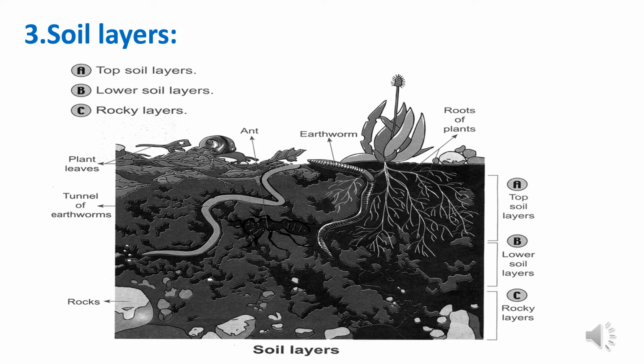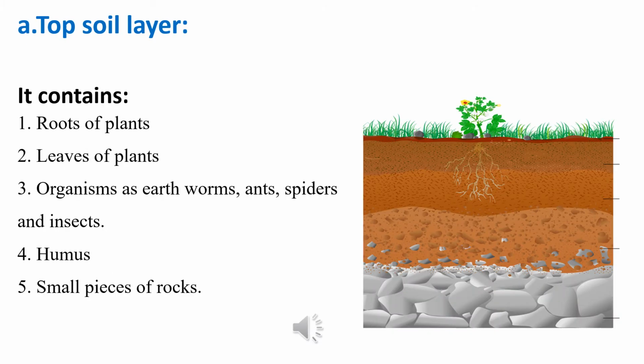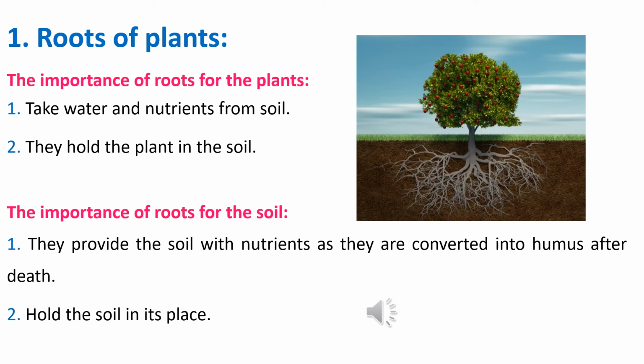The soil is made up of 3 layers: the topsoil layer, the lower soil layers, and the rocky layers. The topsoil layer contains the roots of the plants, leaves of plants, organisms such as earthworms, ants, spiders and insects, humus, and small pieces of rocks. Let's talk about the roots of the plants. The importance of the roots for the plants.